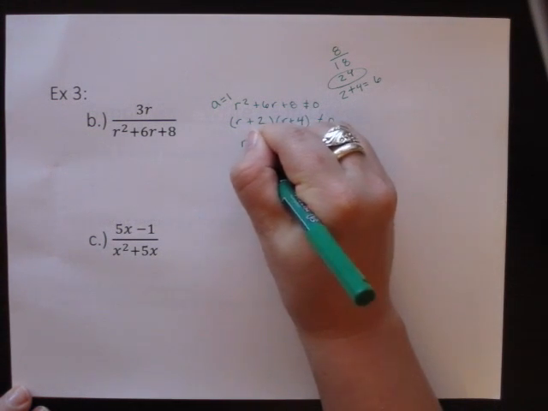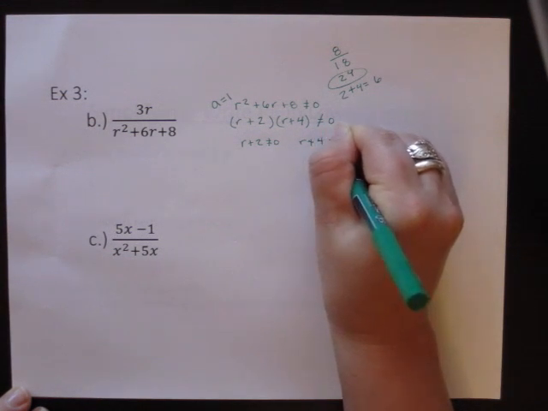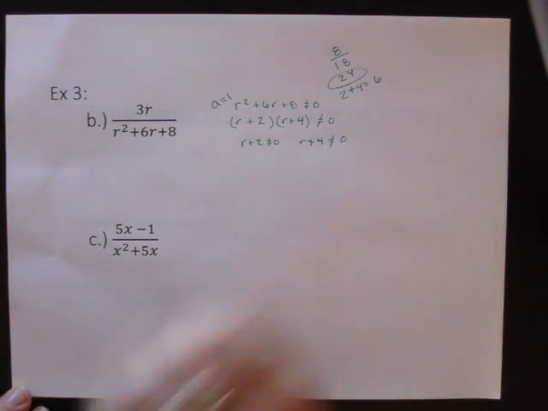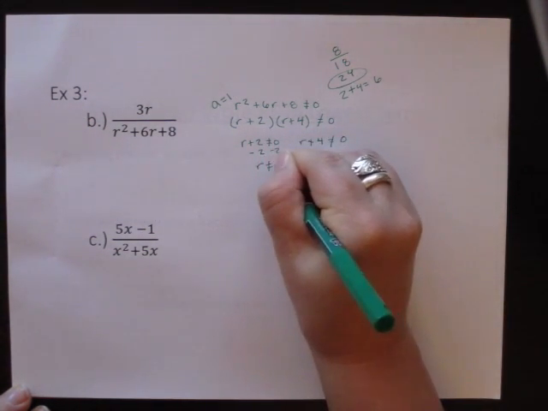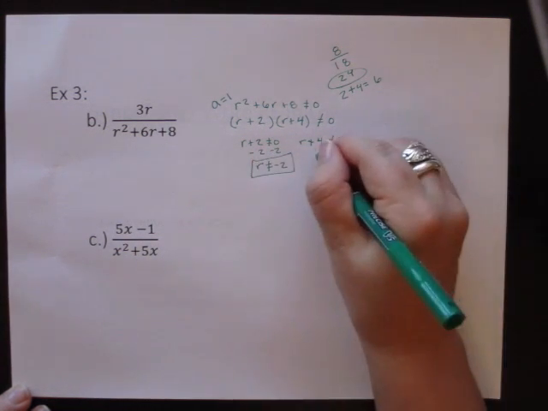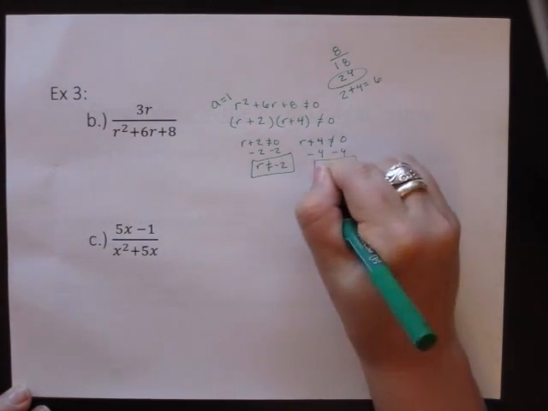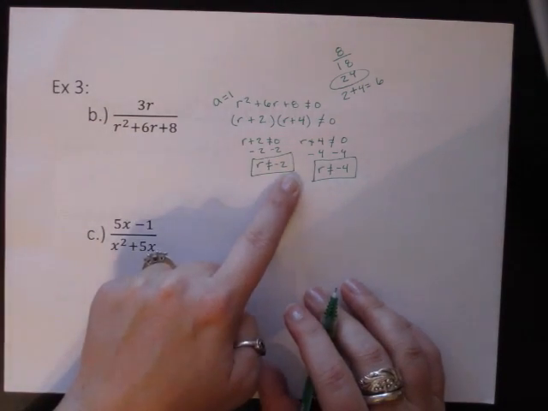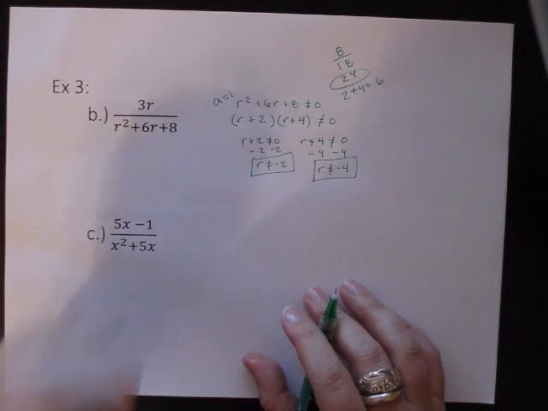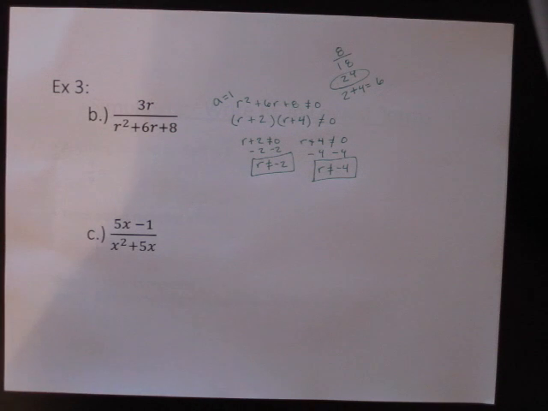Okay, so now I've got my factors not equal to 0. So now I've got to set each factor not equal to 0, just like I did in 6.5, sorry. Alright, to solve my first equation, I've got to subtract 2 on both sides, so r cannot equal negative 2. And to solve my second equation, I've got to subtract 4 from both sides, so r cannot equal negative 4. So, in this rational expression, as long as I don't have r equaling negative 2 or negative 4, it will work out just fine. But if it does equal negative 2 or negative 4, it would be an undefined rational expression.